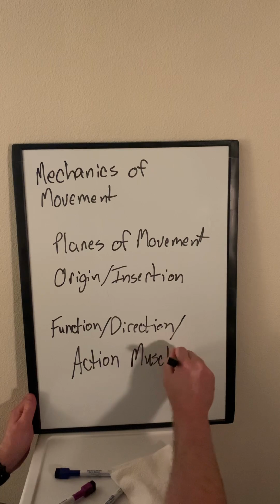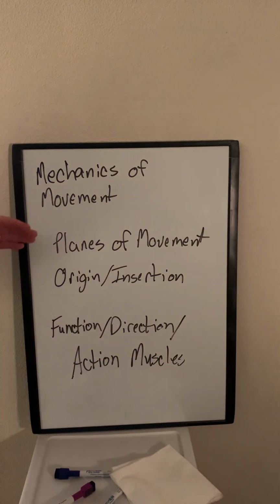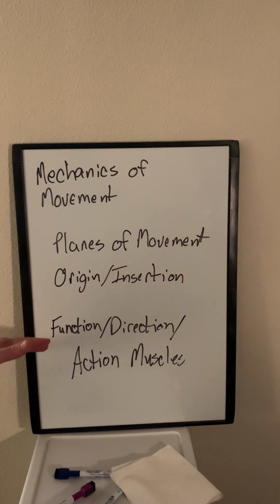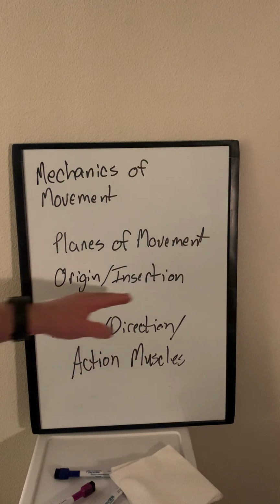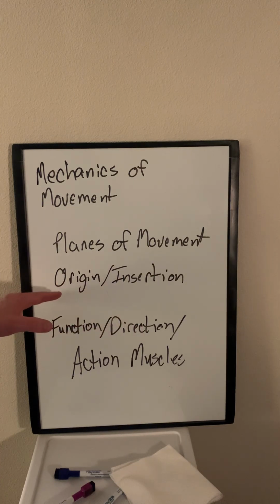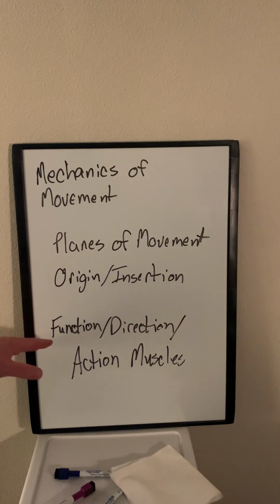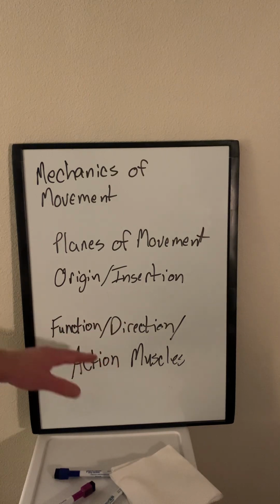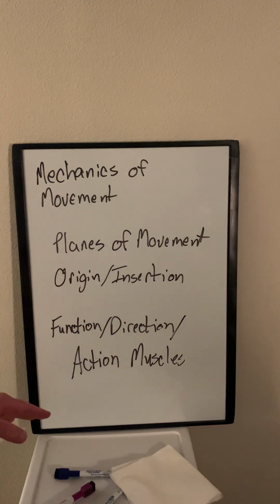And if we know these different things, then we can better build a strength training program from the ground up. If we know the planes of movement, then we can know which plane that muscle is working in. If we know the origin and insertion, then we kind of have a general idea of the location of the muscle and the direction that it's going to be pulling. And then specifically, if we know the function, direction, the action, then we're going to know which movements are going to correspond to working which muscle groups.